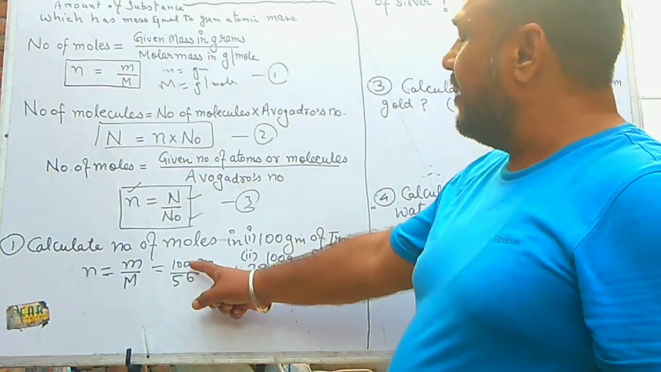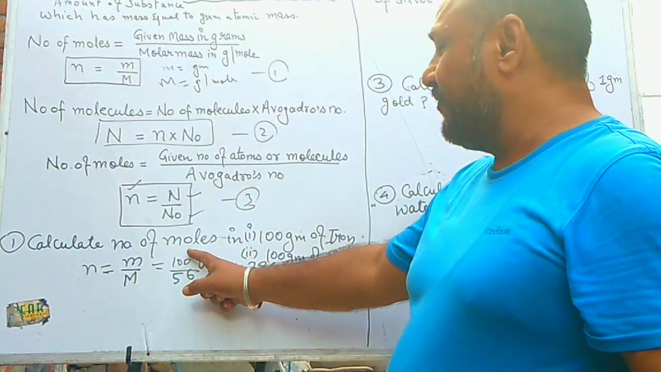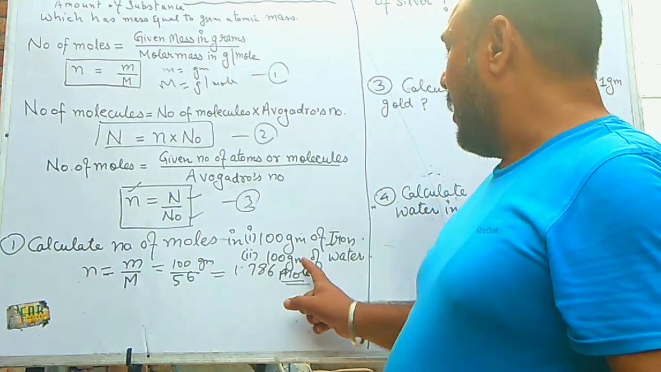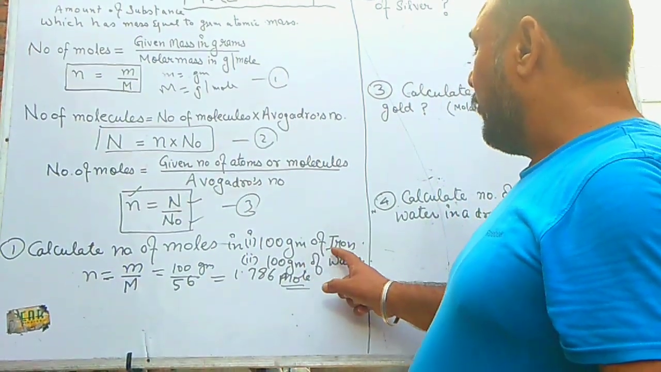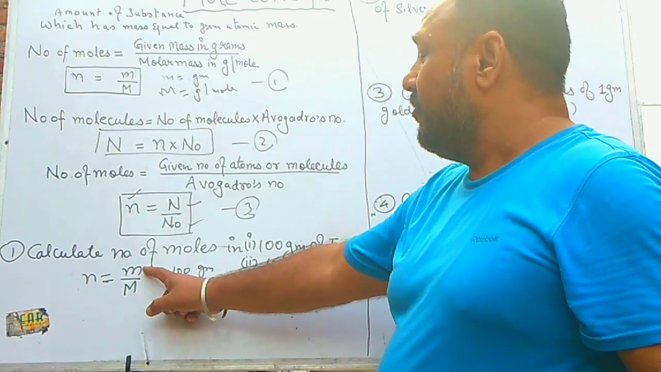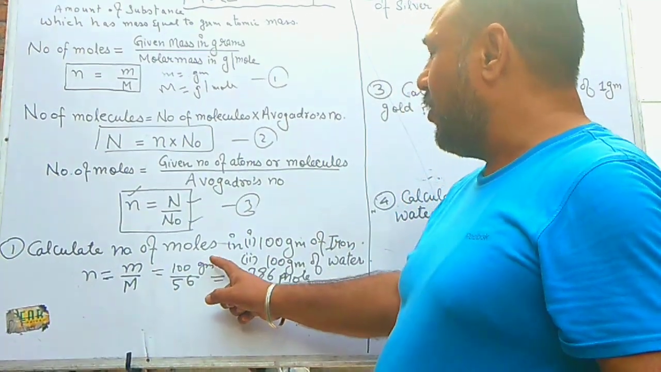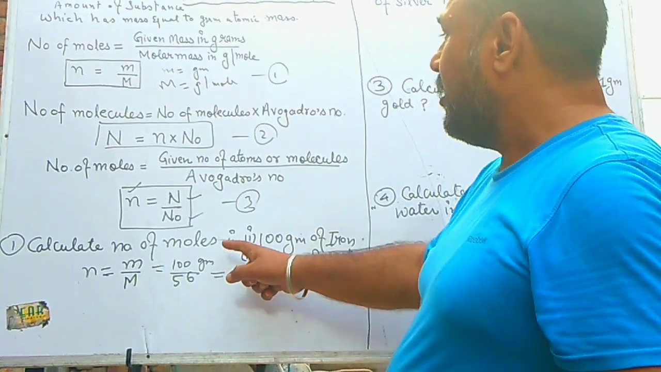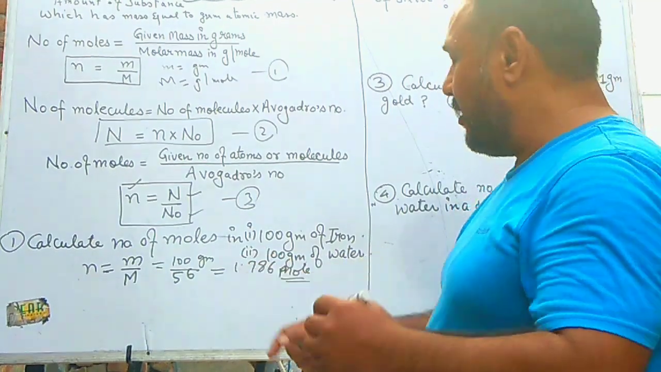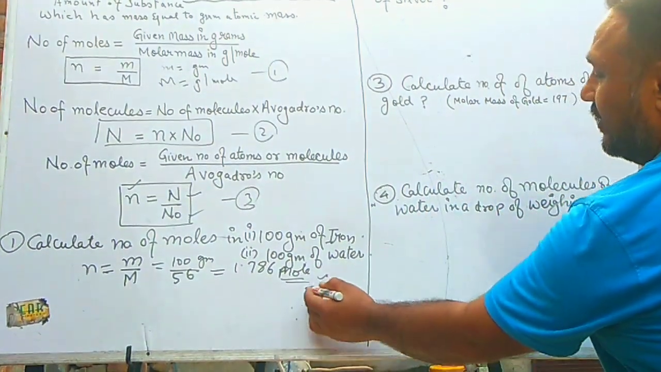So by dividing 100 by 56, where 56 is the molar mass in gram for iron, and small m stands for the mass in gram, here is the answer for that.